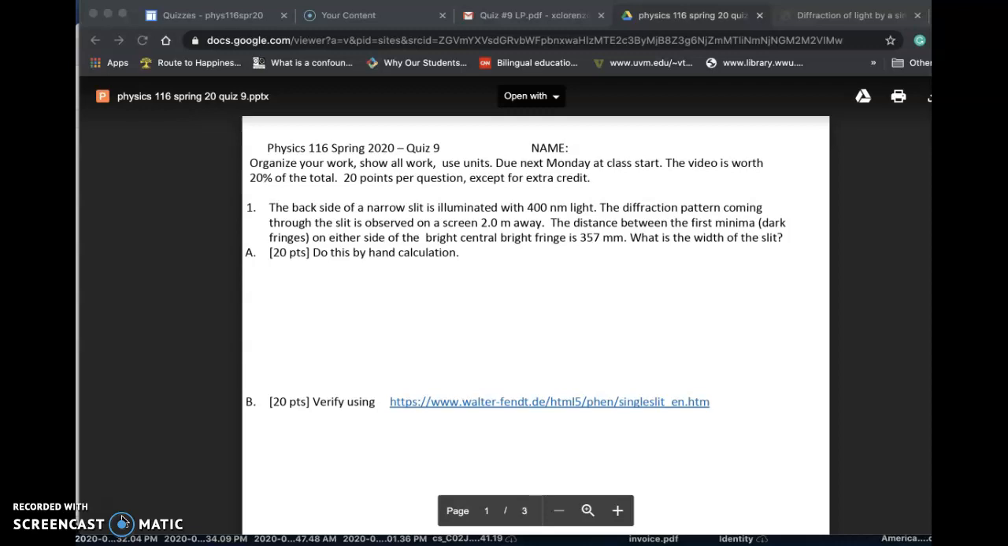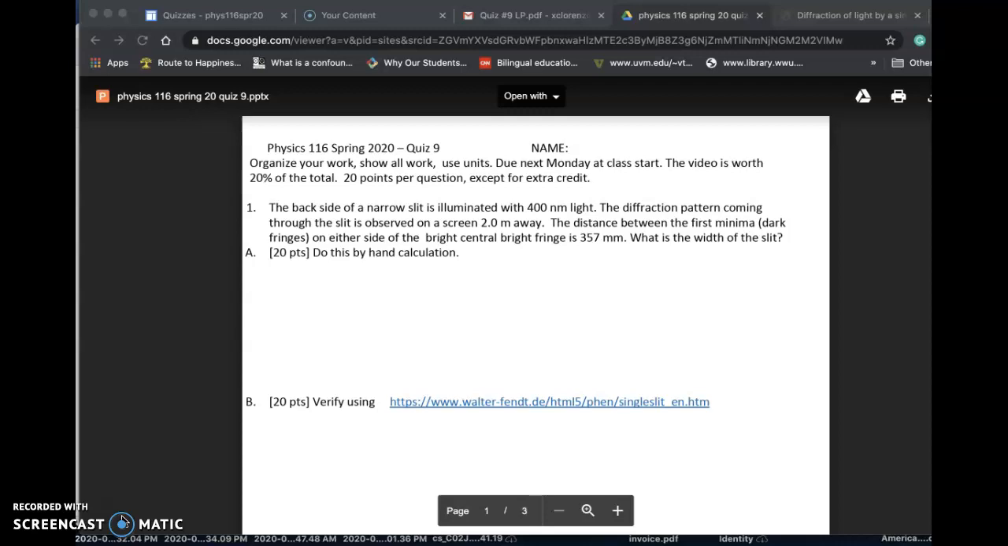Today we'll be going over quiz 9, the final quiz, with chapter 27 Wave Optics, number 1, parts A and B. In this part we are given the back side of a narrow slit illuminated with 400 nanometer light. The diffraction pattern coming through the slit is observed on a screen 2 meters away. The distance between the first minima, that is, the dark fringes on either side of the bright central fringe, is 357 nanometers. We need to find the length of the slit, the width of the slit.